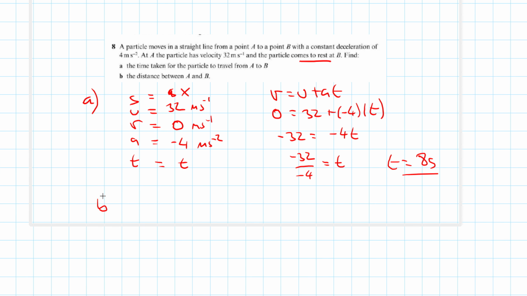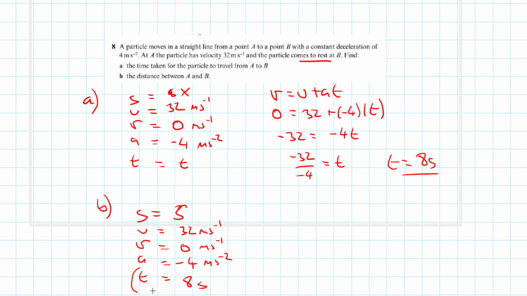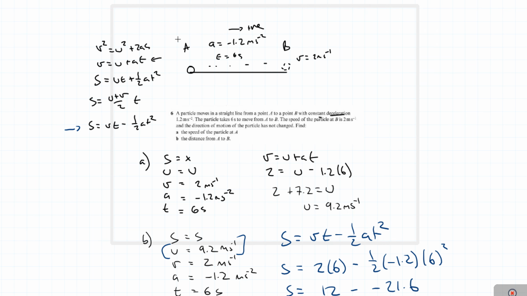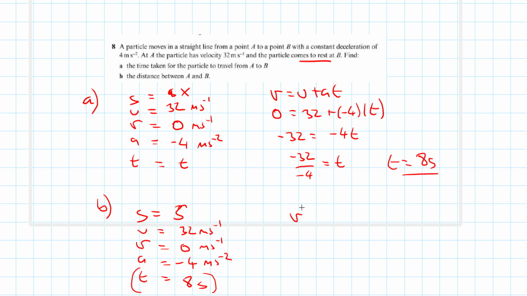For part B, the distance between A and B. So here we can write out SUVAT again. S we want to find. U is 32, V equals 0, A is minus 4, and T is now given as 8. So again, we don't want to use our answer if possible in this one, so we're going to use an equation without t, which in our situation is going to be v squared equals u squared plus 2as. So v squared equals u squared plus 2as.